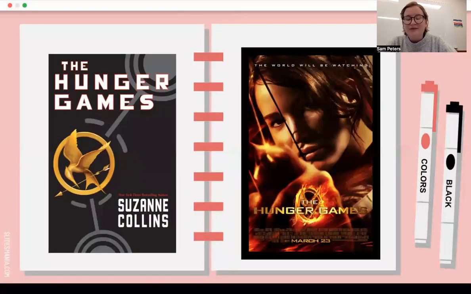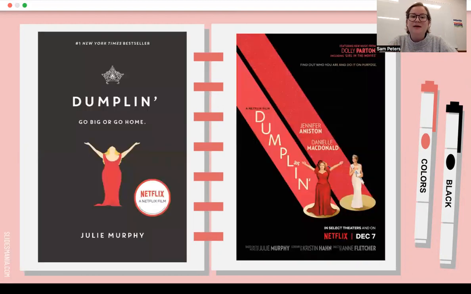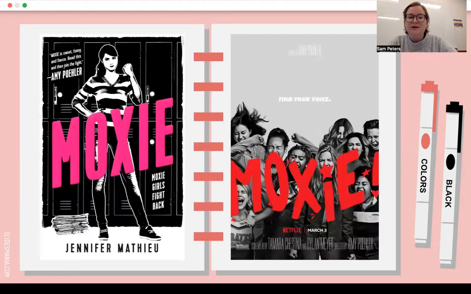First is Hunger Games. If you're doing something in a series, I would recommend just choosing one book and how it relates to one movie. Unless there's something specific that happens later on that you really want to talk about, I advise just focusing on one book, one movie. There's Dumplin', which is available on Netflix. Moxie, also available on Netflix.